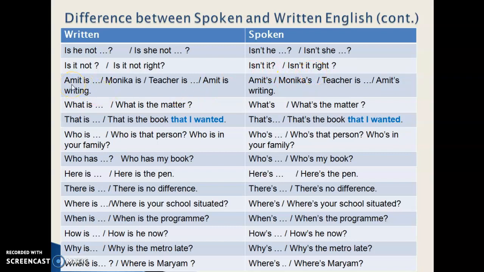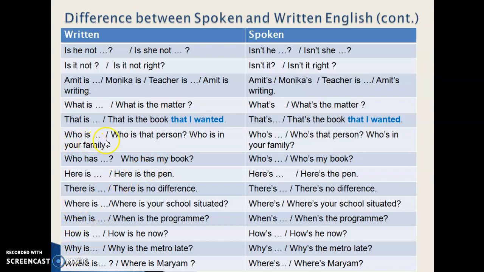With the name of a person: Amit is, Monica is, the teacher is, Amit is writing. Amit's, Monica's, teacher's, Amit's writing. What is the matter? What's the matter? That is the book that I wanted. That's the book that I wanted.